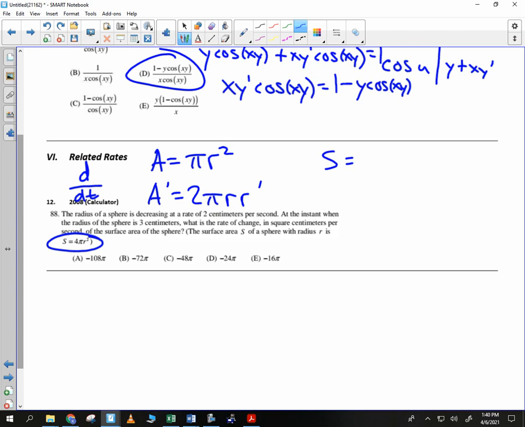So surface area is equal to 4 pi r squared. So what I'd like to do is take the derivative. That means that the surface area prime is equal to 8 pi r r prime. So it's asking what is this rate at the instant when the radius is 3, so this radius is 3, and the radius of the sphere is decreasing at 2, so that means this has a value of negative 2 as it's decreasing. So if we multiply these together, we should get a negative 48 pi.